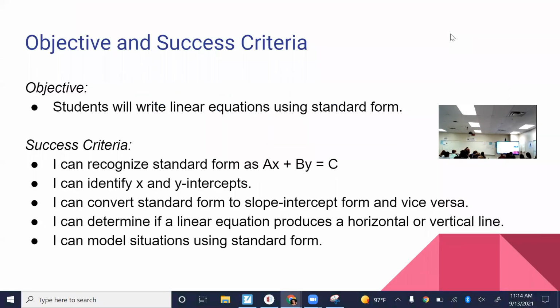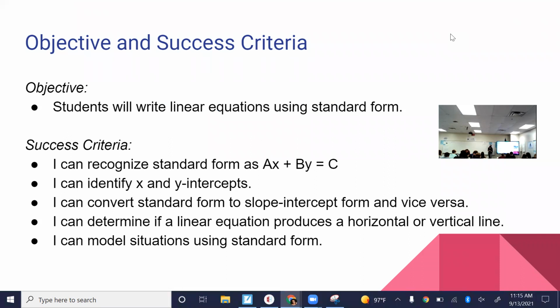All right, today's lesson is on standard form. We started the lesson on Friday. Today's a short day, so we will be finishing the lesson at the top of tomorrow. That means tomorrow it will be an exit ticket instead of an entrance ticket.